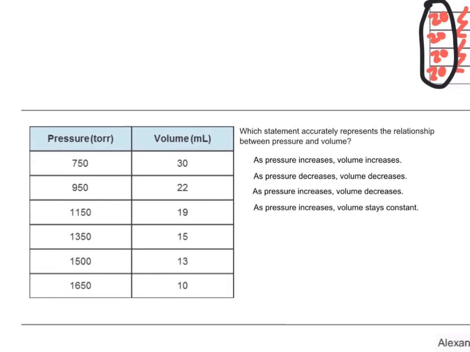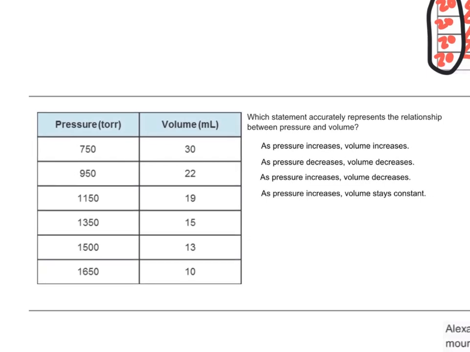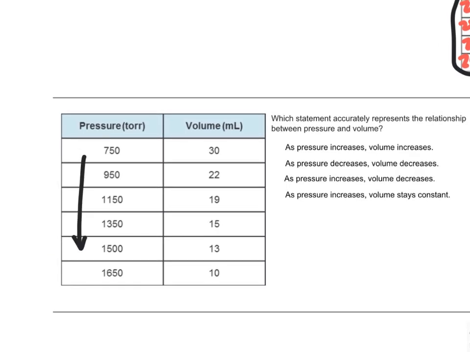All right, let's take a look at the next one. I want you to go ahead and think about this and answer this on your own. Okay, so as I look at this graph, here's my pressure, here's my volume. As I move down this table, I have to ask myself, are the numbers getting bigger or getting smaller? And they're getting bigger. If the numbers are getting bigger, that means that it's increasing. Then I look at this side of the table, and as I move down, are these numbers getting bigger or smaller? They are getting smaller. If the numbers are getting smaller, we call that decreasing.